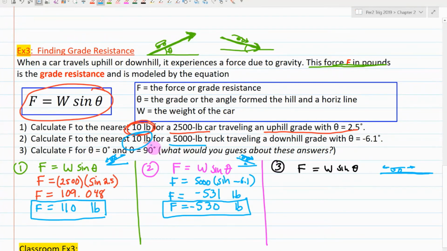but for the zero, okay, there's two questions actually. So for the zero, okay, so when theta equals 0, that means that there's no hill and F would equal 0 pounds.